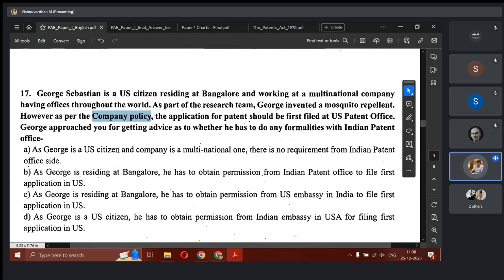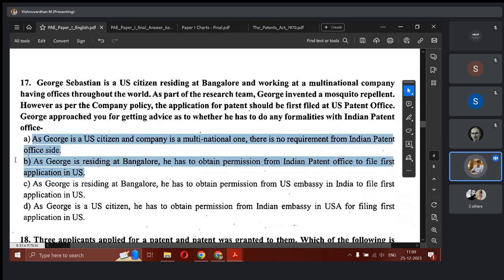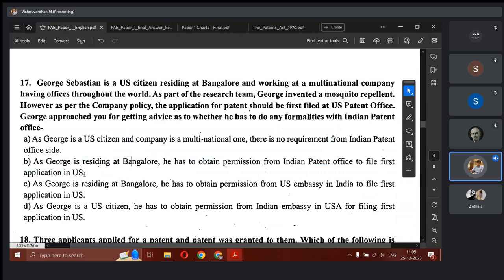As George is a US citizen and company is a MNC, there is no requirement from the Indian Patent Office. Scratch this option out automatically. Next, it doesn't matter if you're a citizen of another country, you're still residing in India. As George is residing at Bangalore, he has to obtain permission from Indian Patent Office to file first application in US. Option B is already correct. Form number 25, foreign filing license.